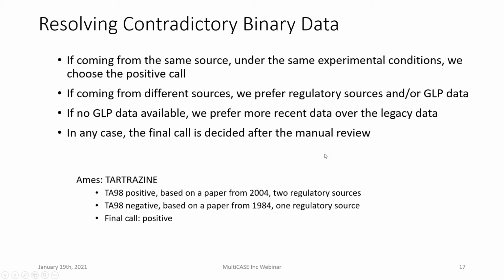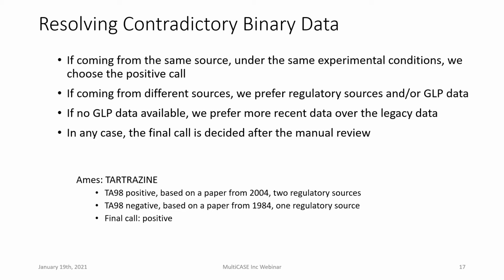So what do we do in case we have contradictory binary data? One of the thoughts is to take a conservative approach. That means if you have a single positive call, then it's positive. We think that it makes sense if the data are coming from the same source and are obtained under the same experimental conditions. Then, sure, you made three experiments, one of them is positive, it would be safe to call the overall outcome positive. If you change something in experimental conditions, positive and negative might have a different background.